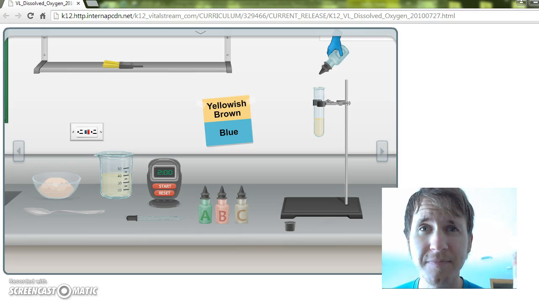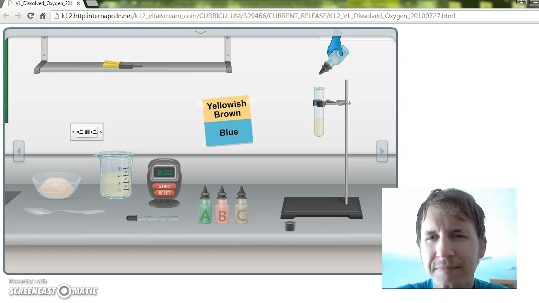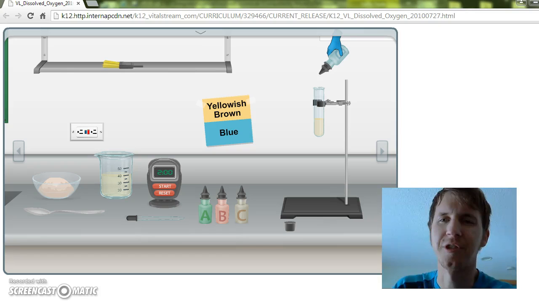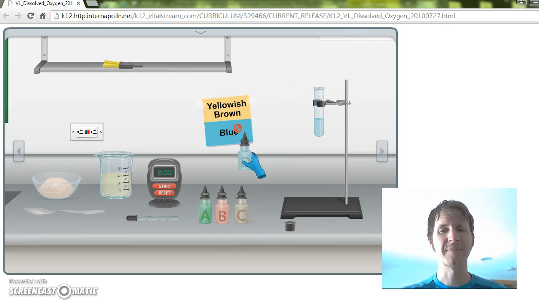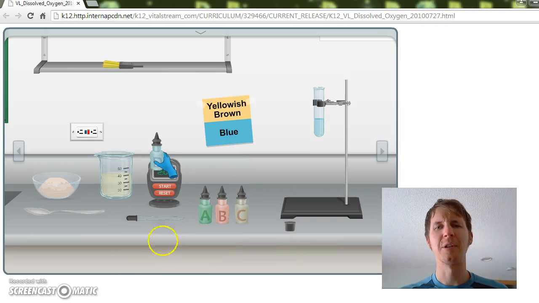So let's say it took 2 drops. That would mean it would be 2 parts per million of dissolved oxygen. 5 drops, 5 parts per million. 15 drops, 15 parts per million. So take a quick guess here as to how many parts per million of dissolved oxygen there are. 2, 3, 4, 5, 6, 7, 8, 9, 10, 11, 12, 13. 13 parts per million of dissolved oxygen, okay? So that was our total. Awesome. Then we're going to repeat the exact same thing with phase 2.